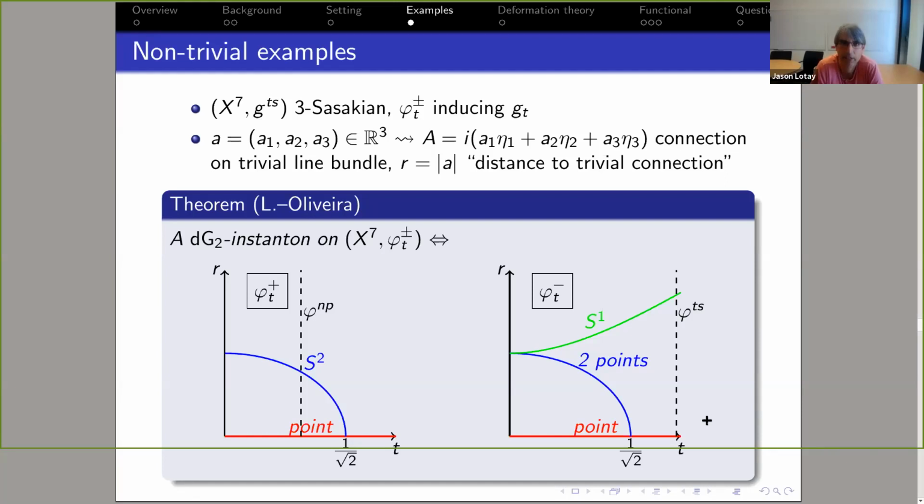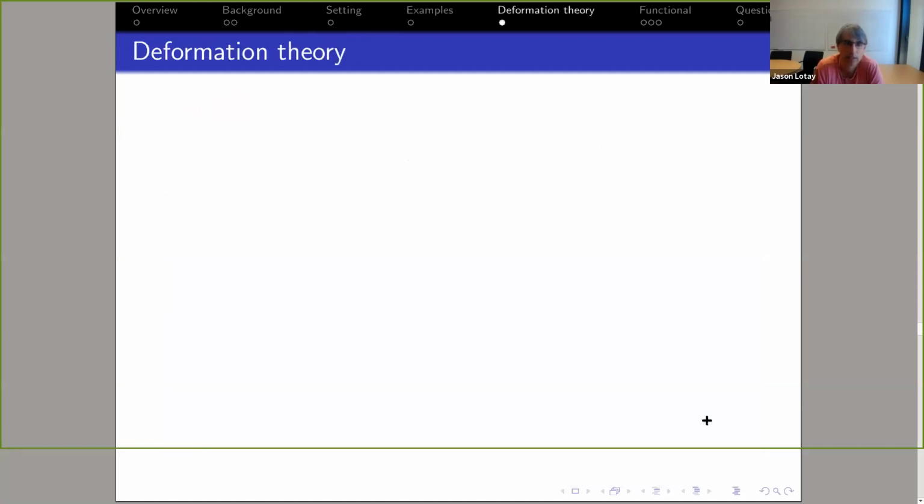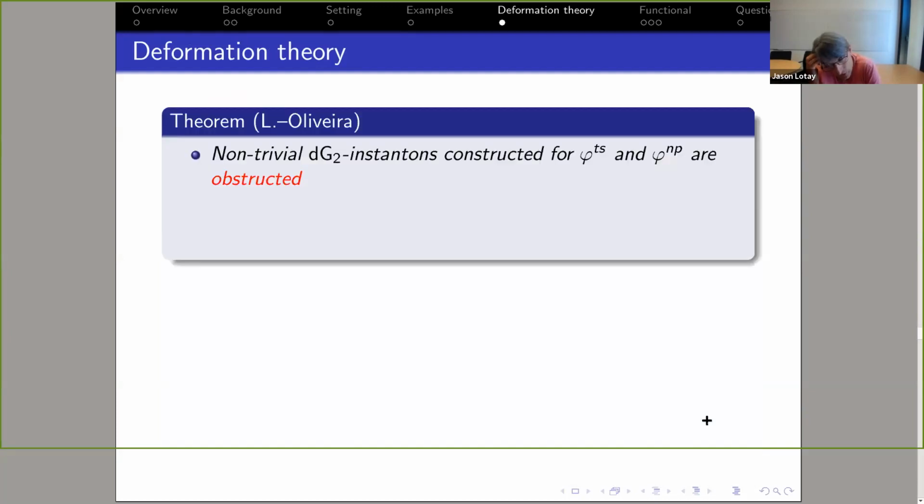Great. So I only have a minute left, but let me just briefly say something about the deformation theory then. It's fairly clear if you think about this, then if you look at the non-trivial DG2 instantons we've constructed, at least when it's the nearly parallel G2 structure, then these are obstructed in terms of their deformation theory. So the moduli space has the wrong dimension. And perhaps unsurprisingly, the trivial DG2 instanton is unobstructed for those same nearly parallel G2 structures.